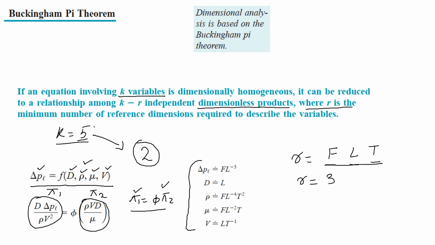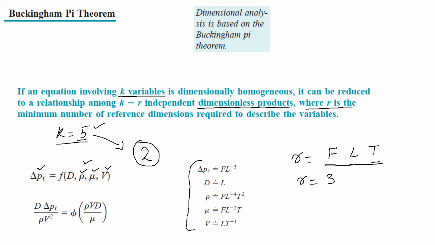So by actually working with 5 variables, we are now actually working with 2 variables, and this is what the Buckingham Pi theorem does. It helps us define the minimum number of variables that we need to actually see the effect of their dependent and independent variables on each other. And this principle is based on dimensional homogeneity.